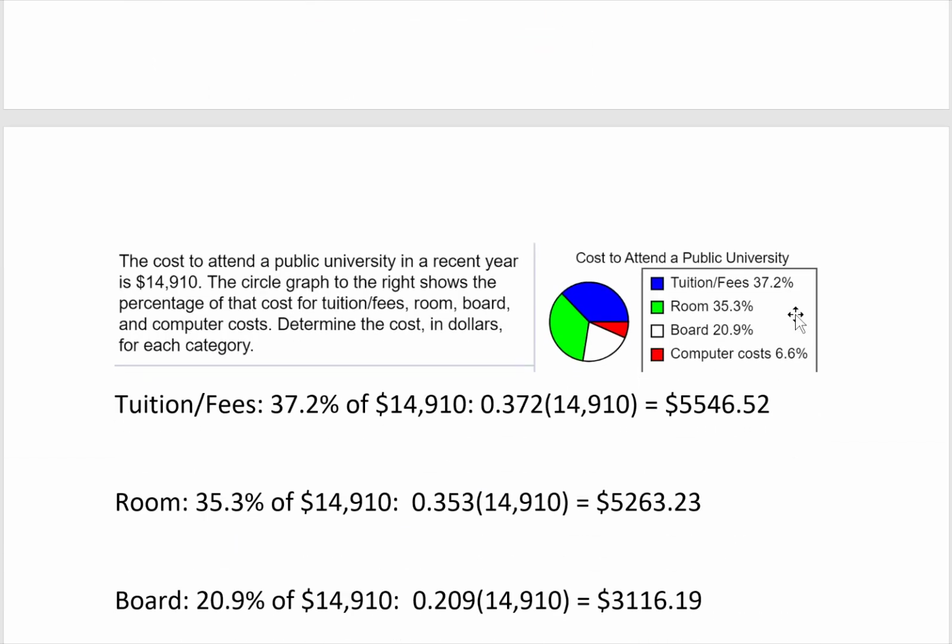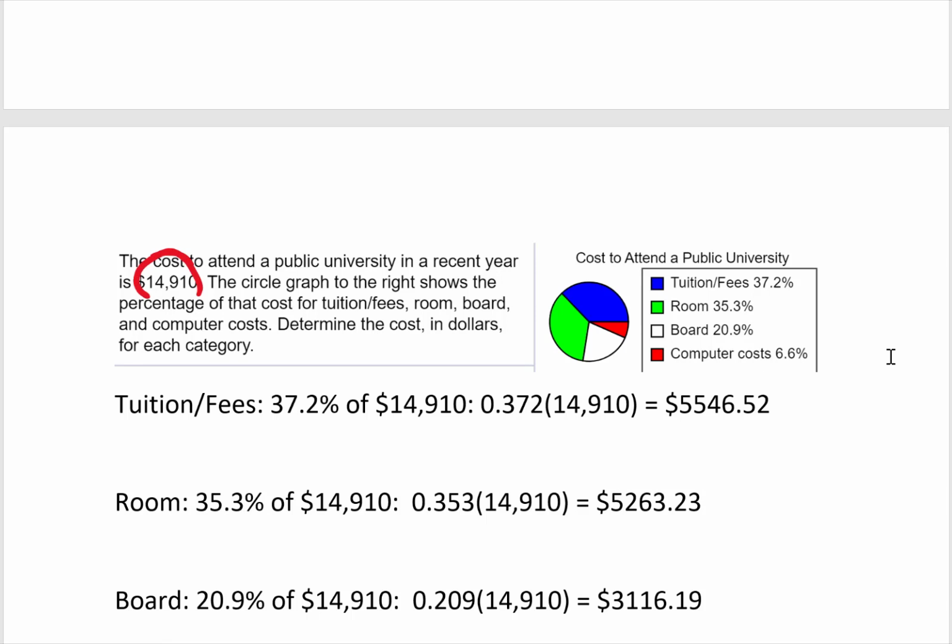Okay, and then this is working with a circle graph or a pie chart. What they want us to do is, given the pie chart, which shows the percentages for 4 categories that are related to the cost to attend a public university, determine the cost in dollars for each of the categories. And they've given me the total amount to attend the college right here, $14,910.